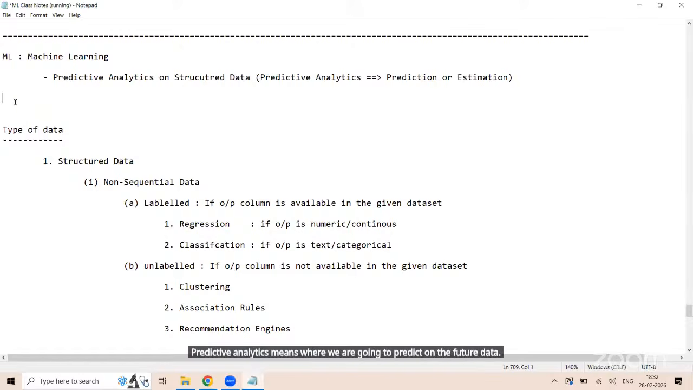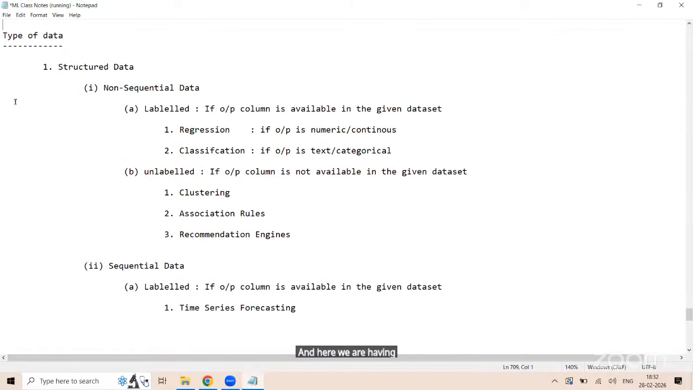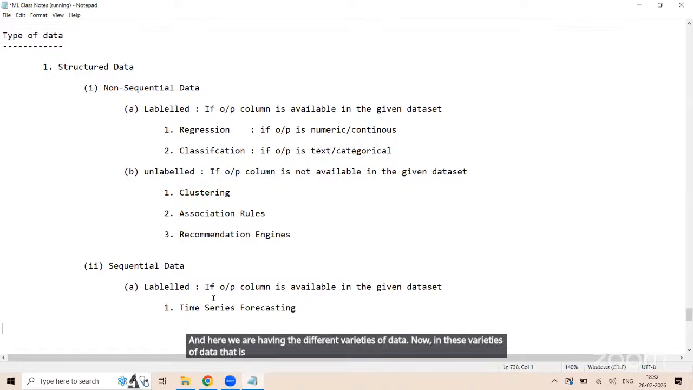And here we have different varieties of data. In these varieties of data, particularly in ML, we can do only 6 projects. We cannot do any other project in ML. Only these are the 6 overall projects which we can do in ML.